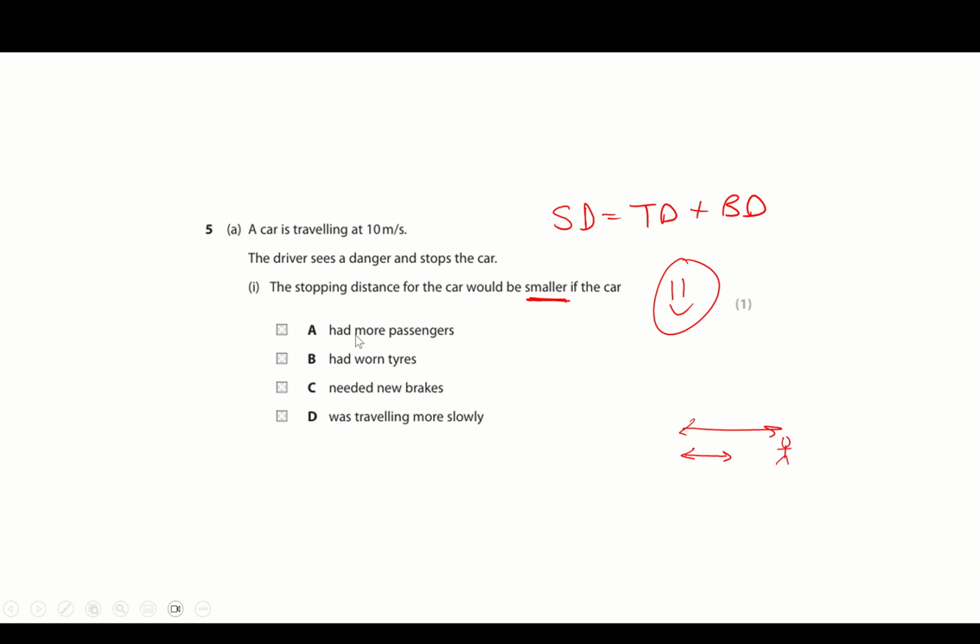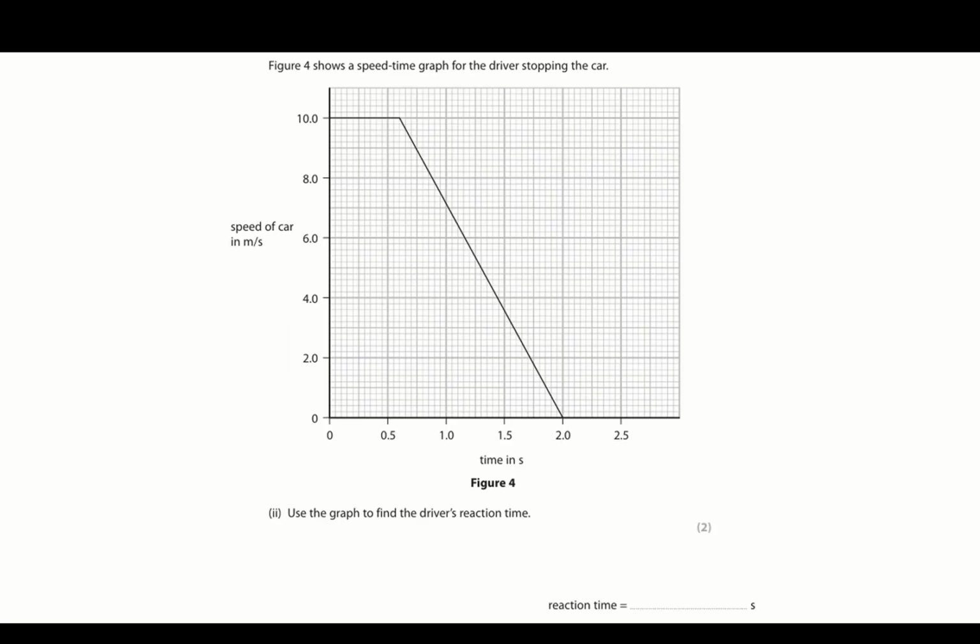So if it had more passengers? Nope, that'd increase the mass of the car, so that'd give it more kinetic energy. Worn tyres? Nope, it's not going to be able to transfer its kinetic energy to thermal energy as well. It needed new brakes? No, that's pretty bad as well. Definitely have good brakes on the car. Travelling more slowly, that's the correct answer. If the car was going more slowly, it'd have less kinetic energy and therefore the stopping distance would be less. So there we go. On to the next one.